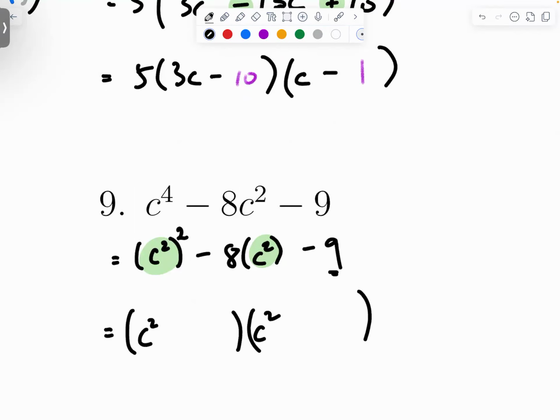Which one is which? It's going to be -9 plus 1. How do we know? Because that is the only way you can get -8c squared. You have -9c squared. You have positive c squared. That's how you get -8c squared. That's how you know. Okay?